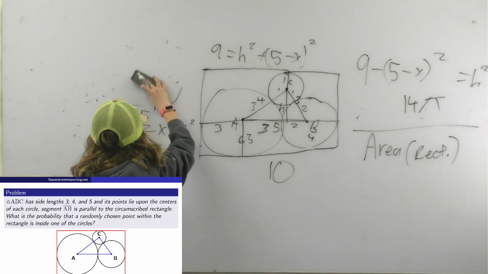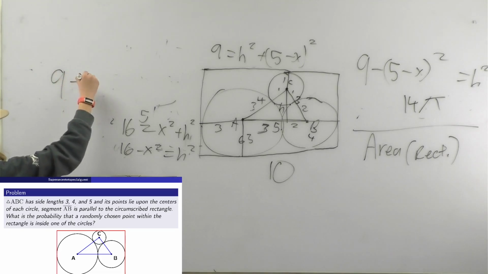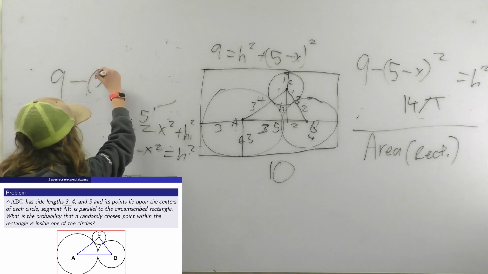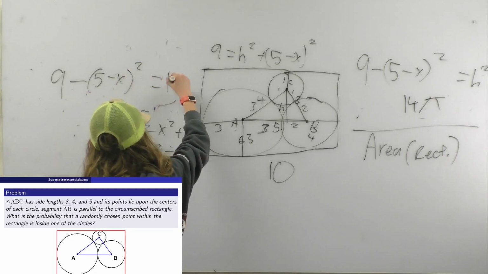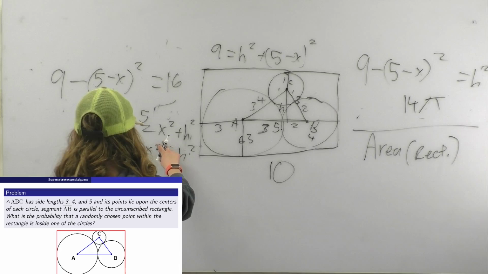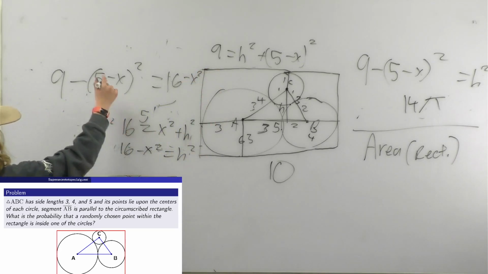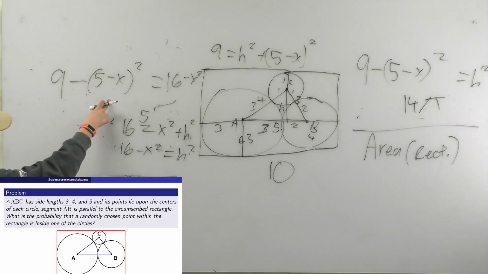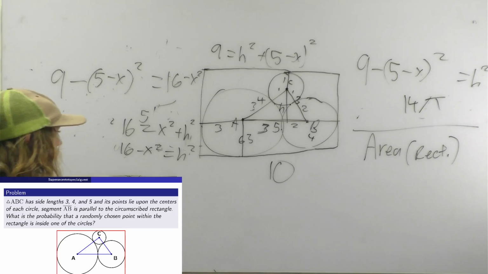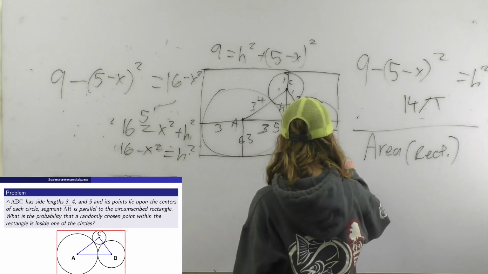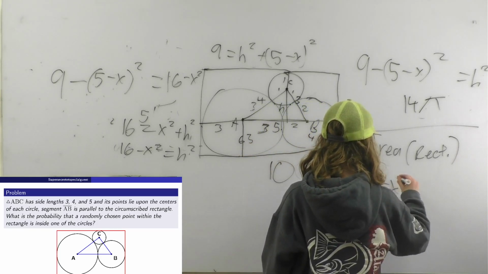What's that? That's 9 minus, equals 16, 16 minus x squared. So this right here, this 5 minus x squared, let's expand that. And to do that, 5 minus x squared is 5 minus x times 5 minus x, because it's just squared.